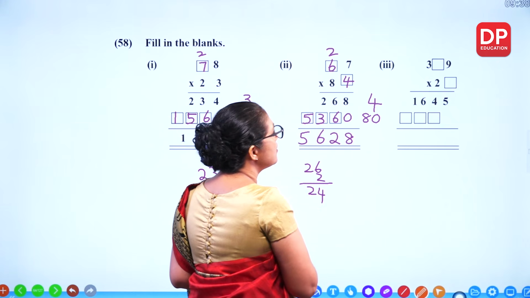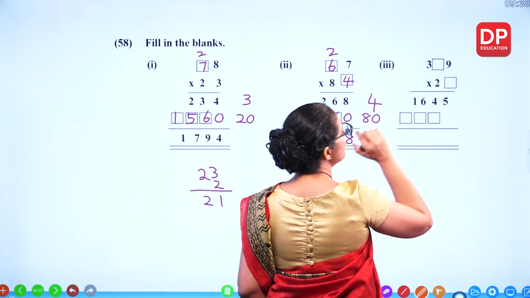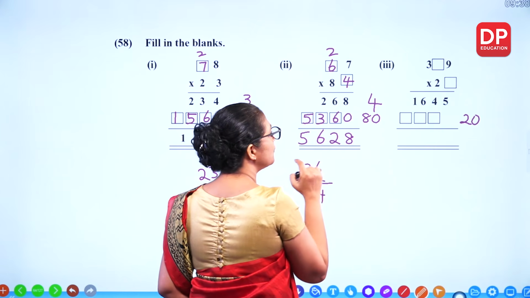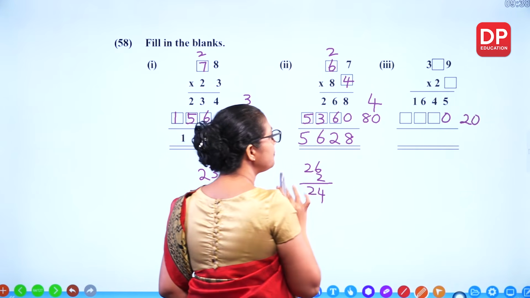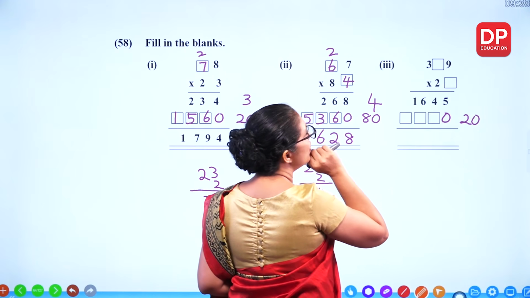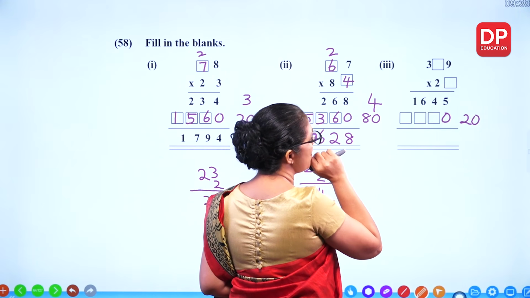Look at this one. So 20 something there. So that means 20 and we don't know this value. So put a 0 here. You get the answer here. Multiply by 2. Now how do you figure out this number?